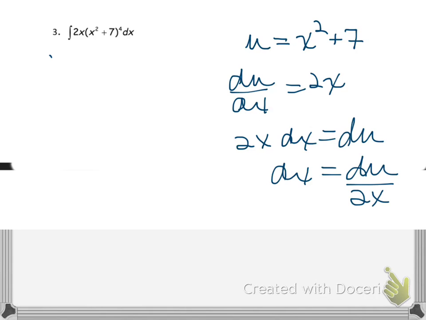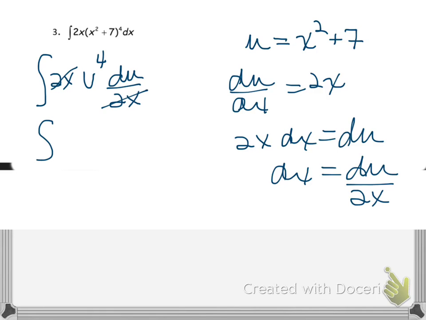Okay, so now we're going to do our replacements. Don't touch the 2x. For your x squared plus 7, that's going to be u, and that's raised to the 4th, and you're going to replace the dx with du over 2x. And look what happened again, which is very nice.